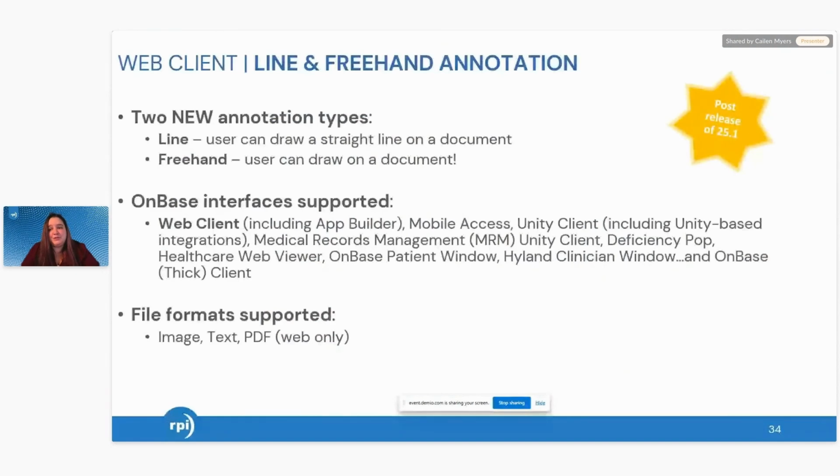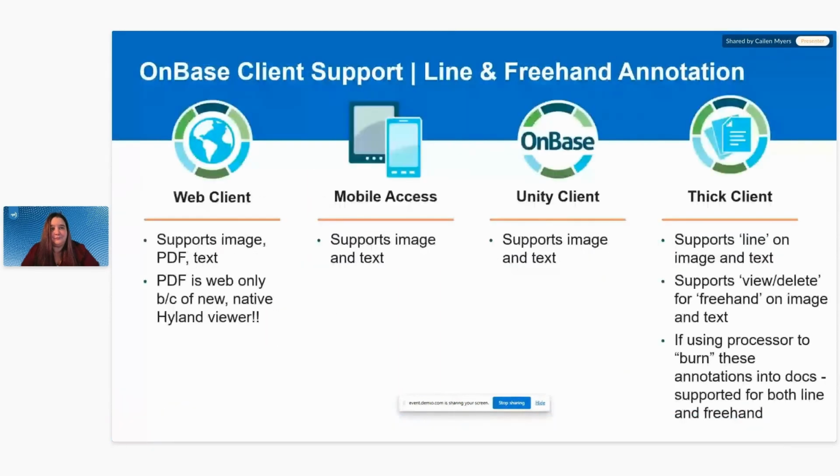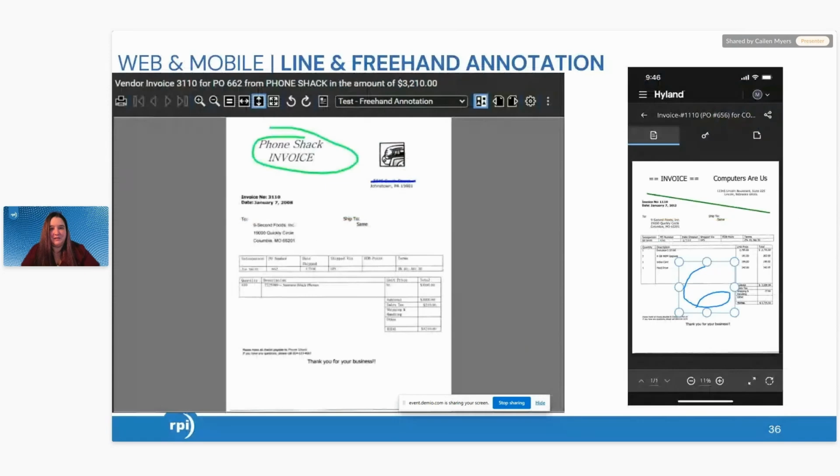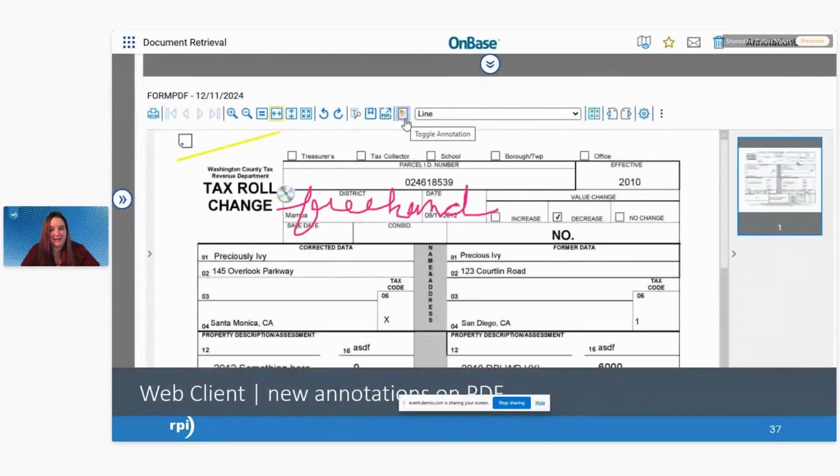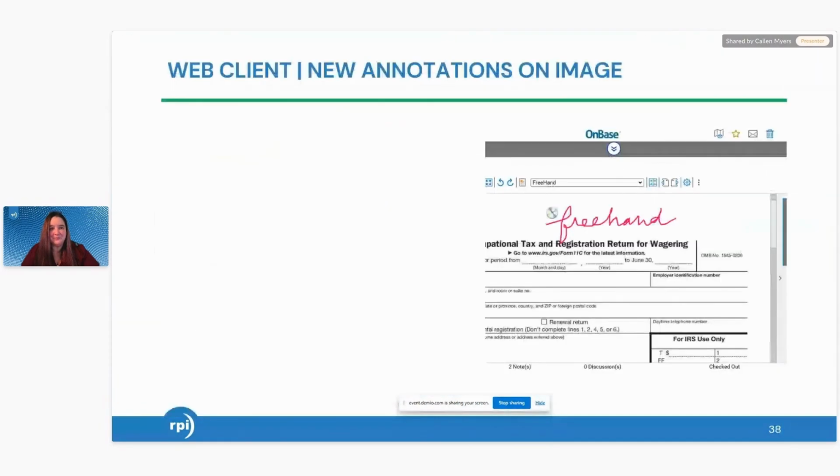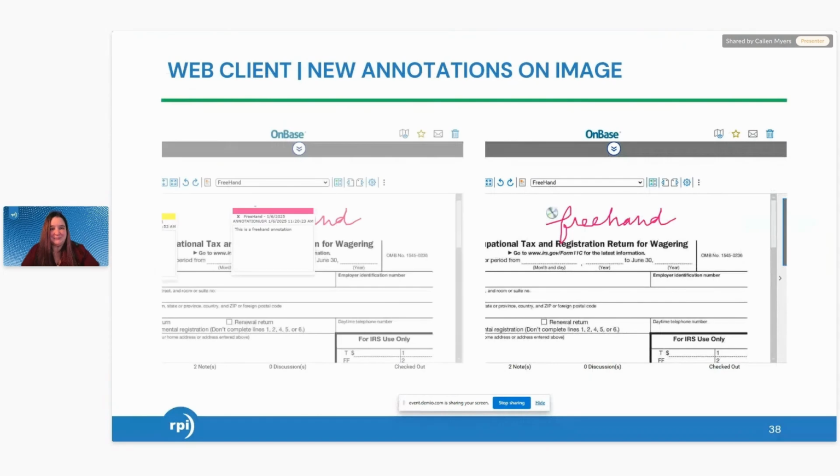Users will have the ability to use two new annotation types, a line, which is often used as a strike-through, and freehand annotations. The line and freehand annotations are also supported in the following clients as listed on the screen. This is an example of your freehand annotations. You can also add it on a PDF document, on images.